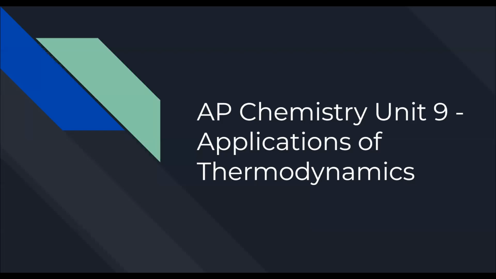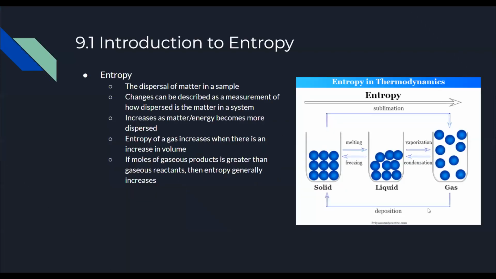Hi, today I'll be reviewing AP Chemistry Unit 9, Applications of Thermodynamics and Electrochemistry. This is the last unit of the AP curriculum for AP Chemistry, so we're done. So let's get started with 9.1, an introduction to entropy.